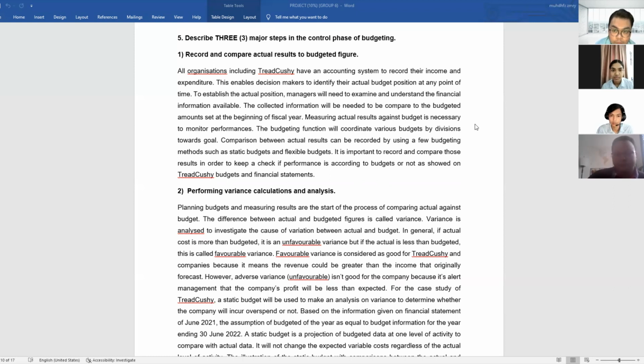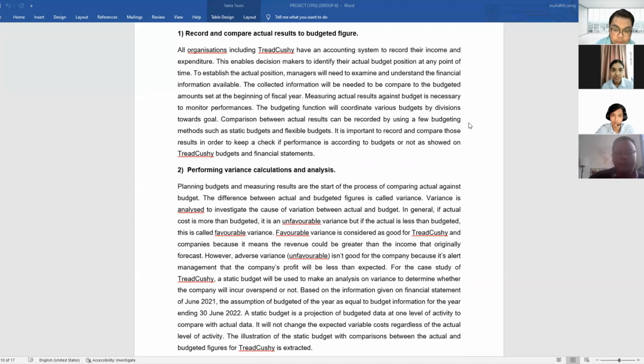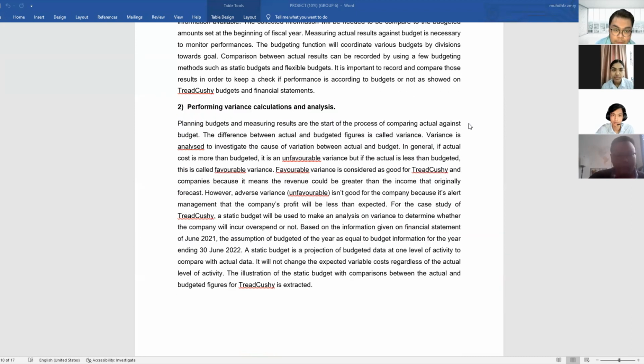In this case, we are using static budgets. So the next is performance variance calculations and analysis. After both actual and budgeted figures have been recorded, the difference between them can be seen, and it is called variance. This variance will be analyzed to find the cause of it. Based on the case study, by using a static budget, you can see there are two variances which are favorable and unfavorable. The cost of sale has a favorable variance, which means the actual cost is less than the expected cost. This is good for the company because they have managed the cost effectively and efficiently.